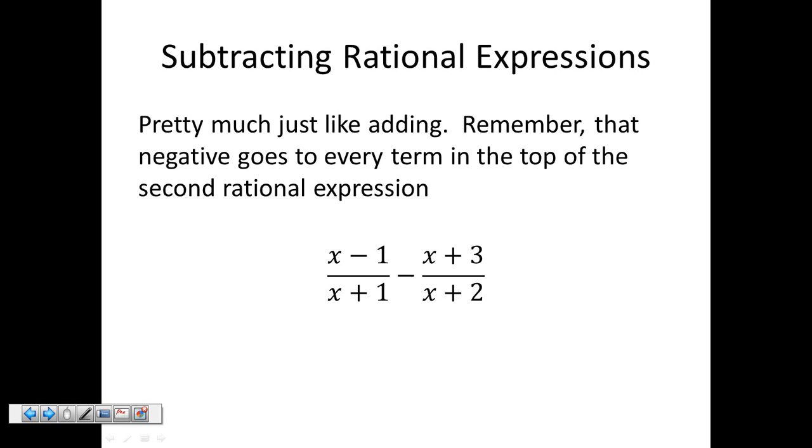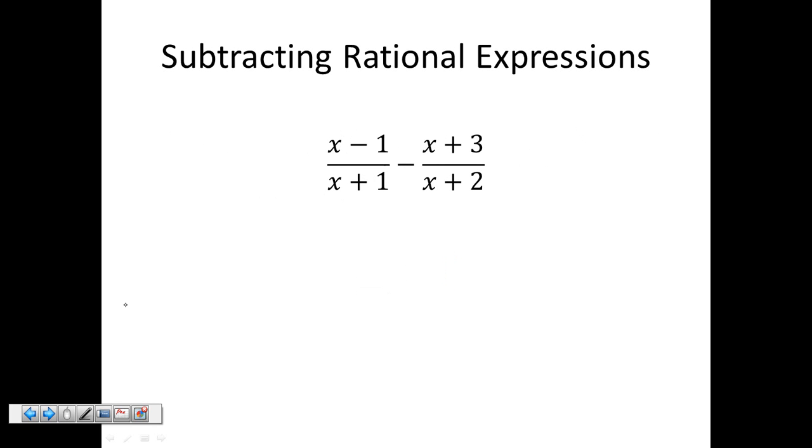The only thing to remember is that this negative right here in between the two rational expressions goes to both parts of the top of our second rational expression. So that negative needs to go to both the x and the 3. That's probably the most common mistake that I see: people will go minus the x, that's great, but they'll forget that that minus needs to get distributed into the 3. So let's go ahead and take a look at an example.